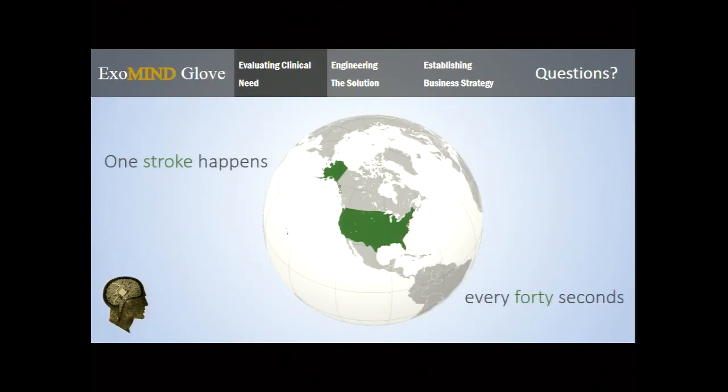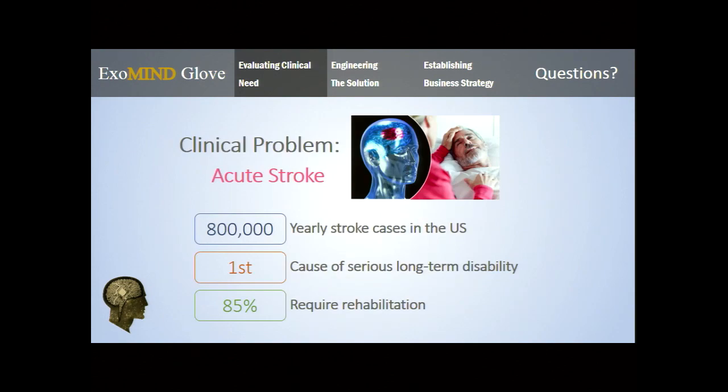In the United States alone, there is a stroke every 40 seconds. Stroke is a severe cardiovascular disease in which approximately 800,000 people in the United States every year are affected. Because of the debilitating neurological impact of stroke, many patients will require rehabilitation in order to reestablish motor functionality.